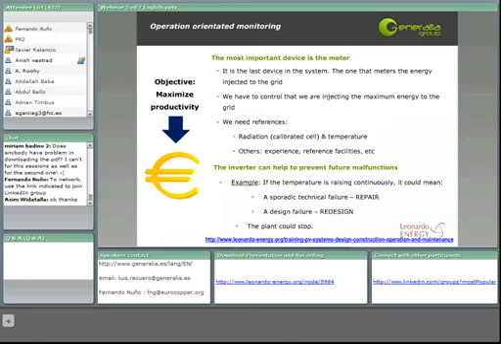Once we know that the meter is the most important element to be monitored, we have to know that the inverter can help us to prevent future malfunctions. The meter doesn't give us any information about the performance of the plant, only the energy that is being produced. But the inverter can give us warnings and messages concerning the state of the different devices in our solar PV facility.